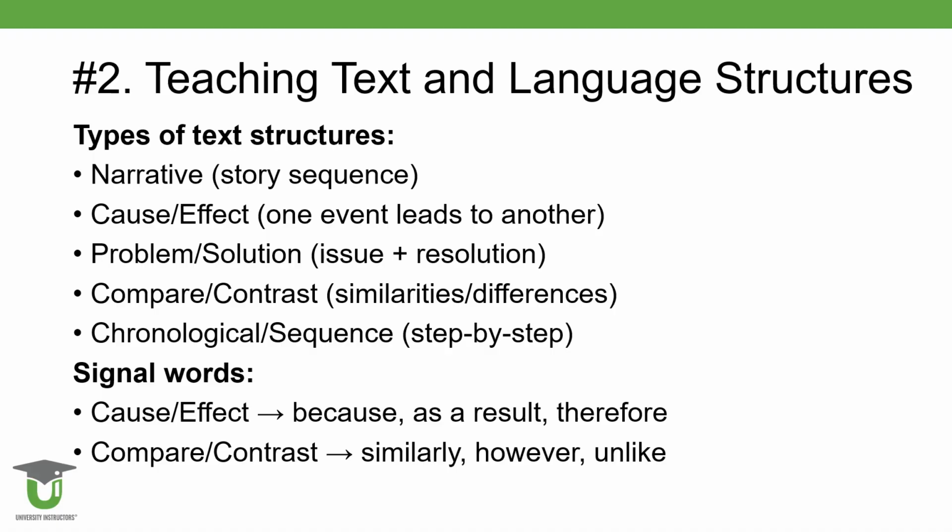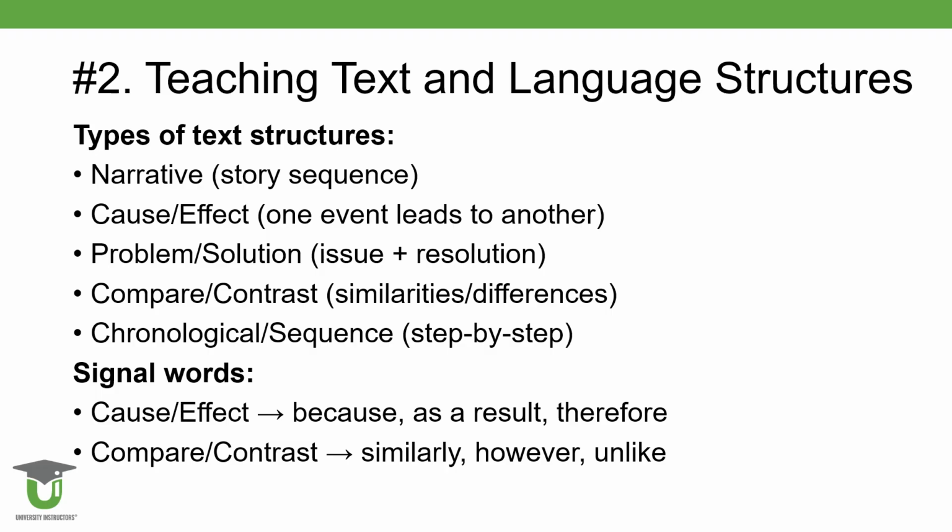A second practice for reinforcing reading comprehension is teaching text structures. Text structures refer to how information is organized in a text, and understanding it helps students comprehend and remember what they read. Common types include narrative, which presents events in a story sequence, cause and effect, where one event leads to another, problem and solution, which introduces an issue and its resolution, compare and contrast, highlighting similarities and differences, and chronological or sequence, which presents information step by step.